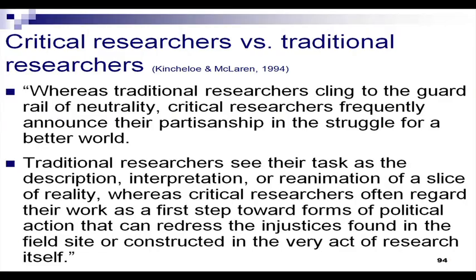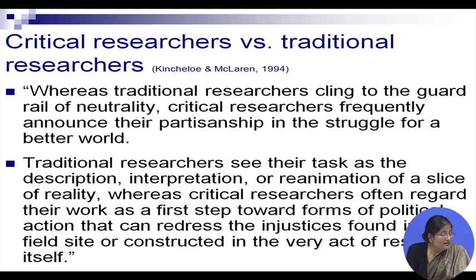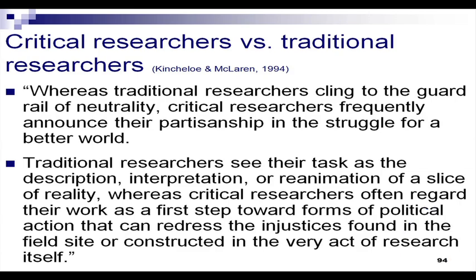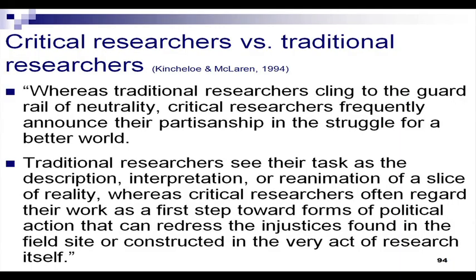Now, what is the difference between critical researchers and traditional researchers? Traditional researchers cling to the guardrail of neutrality. Traditional researchers say that we are neutral, we are studying a phenomenon the way it is happening, we are studying a phenomenon from an objective perspective. So we are neutral, we are not biased, we are not bringing our own feelings, our own mindsets into the inquiry.